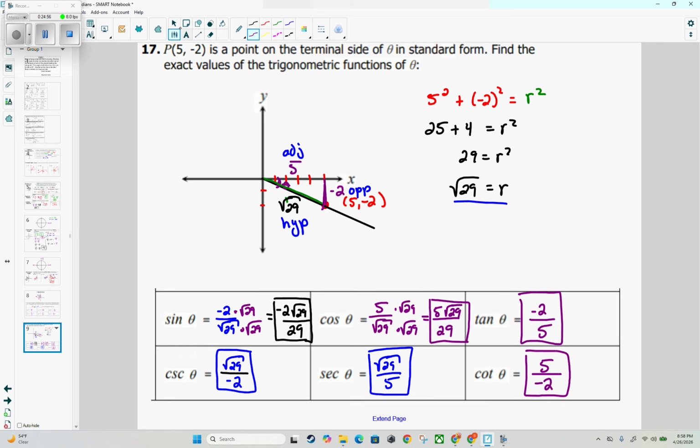So easy enough if you remember how to create this. You'll find a point, find the length, sorry, the width, and then the height, and then use the Pythagorean theorem to help you find out that hypotenuse.